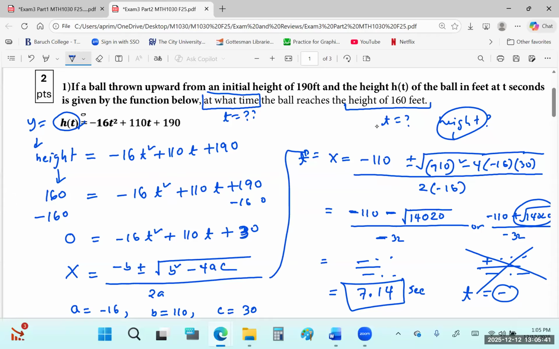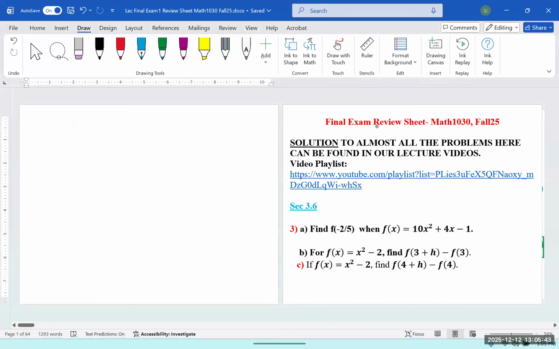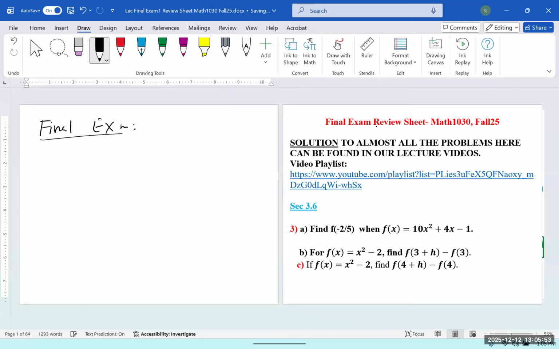Okay, then let me tell you what will be in the final exam. So first of all, location. Our location is not here. It will be in a different classroom. Our final exam is next week, Tuesday, which is 12/16, and it will be 8 a.m. to 10 a.m. Very early.